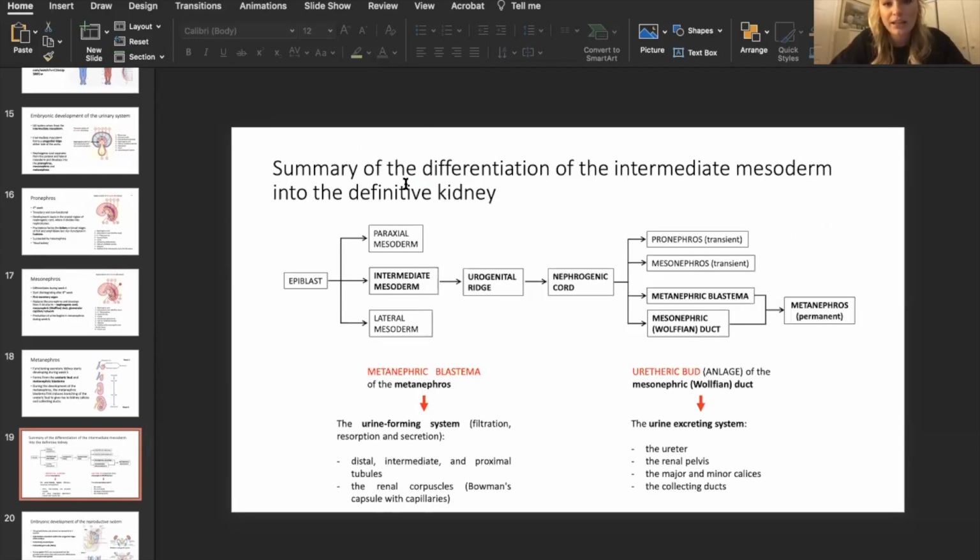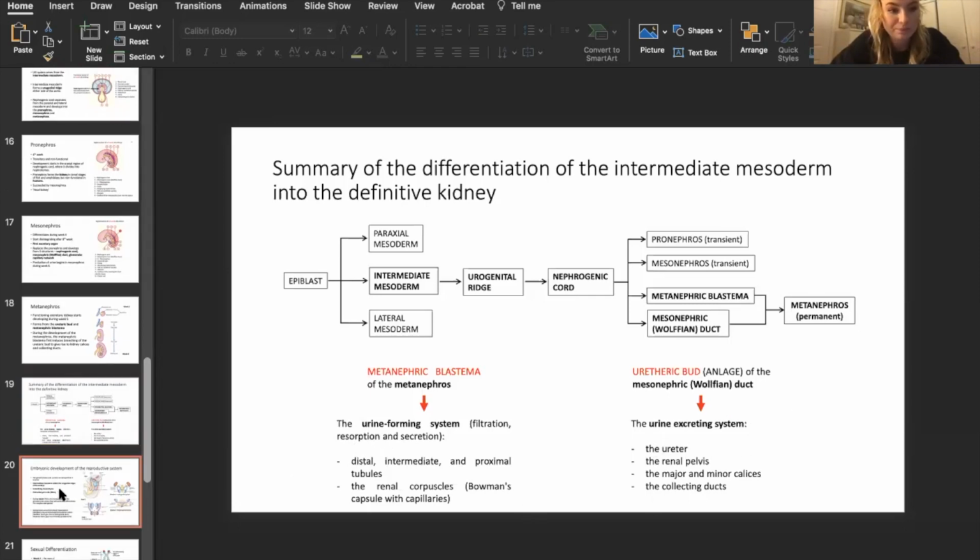This is a nice summary slide again, just showing what I've already said. We've got the 3 mesoderms: paraxial, which we've already discussed, the lateral and the intermediate, which is the basis of the urogenital system. We've got the urogenital ridge, which gives rise to the nephrogenic cord, and that in turn produces the pronephros, the mesonephros, and the metanephros. And it tells you what's going on here. So the metanephros is composed, as we said, of the mesonephric ducts and the metanephric blastema, which is a urine-forming system, and we've got the urine excreting system as well.